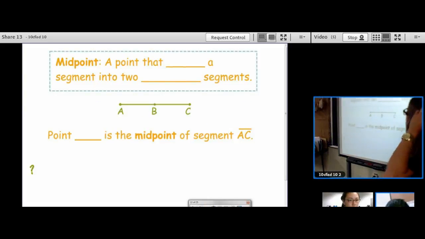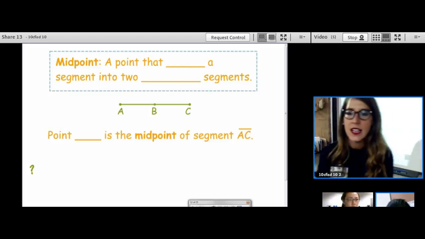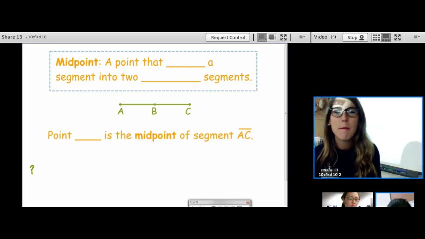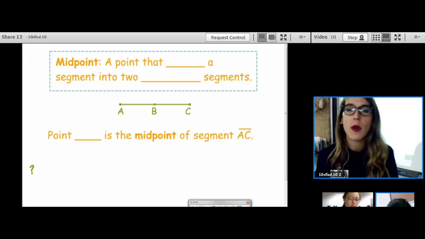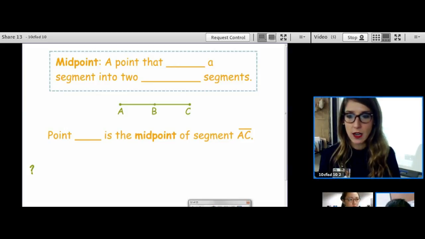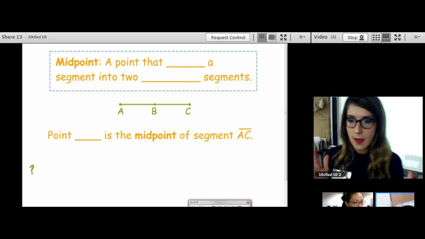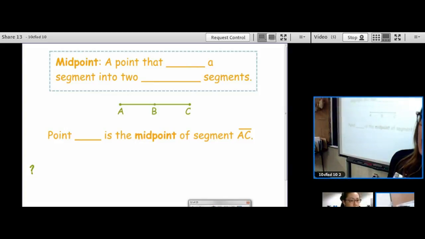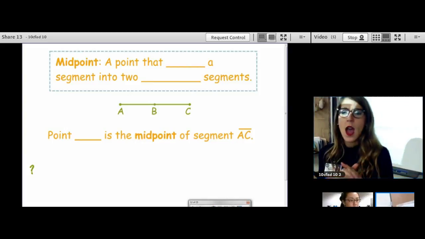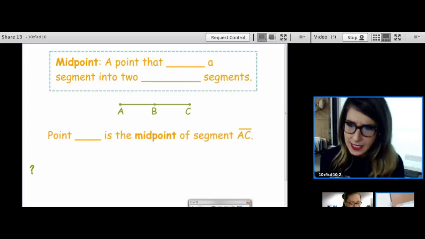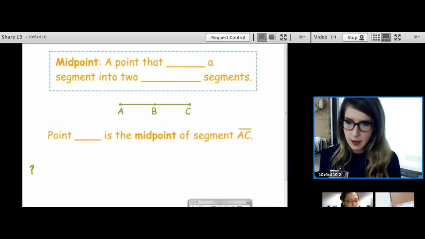Now, putting in your notes midpoint, this is the other half of the lesson, going over what a midpoint is, and I'm not talking midpoint formula. I'm not talking midpoint on a coordinate plane necessarily. We're talking midpoint in reference to segments now, okay? So what goes in those blanks? A midpoint is a point that blank a segment into two blank segments.